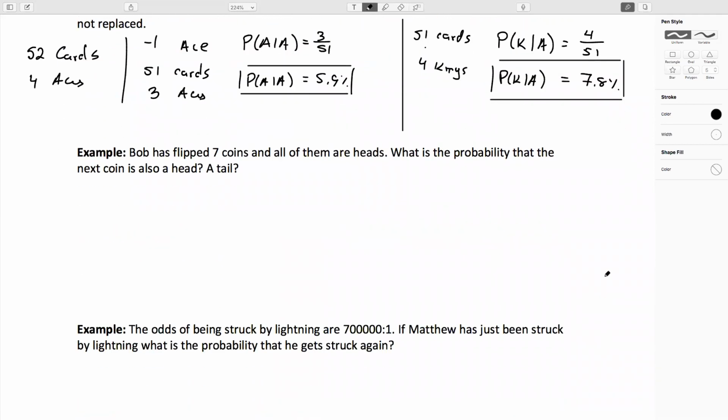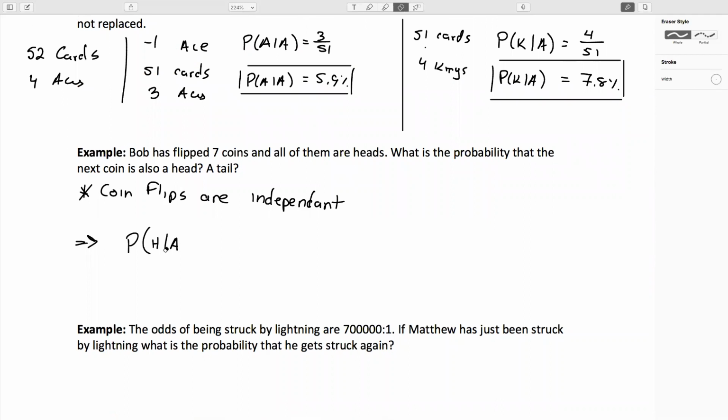Let's see, Bob has flipped 7 coins and all of them are heads. What is the probability the next coin is a head or a tail? Well, to answer this question, we just have to recognize that coin flips are independent. What that tells me is that the probability of getting a head, given that there's already a head flipped, is the same as the probability of just getting a head in the first place, which is 50%.